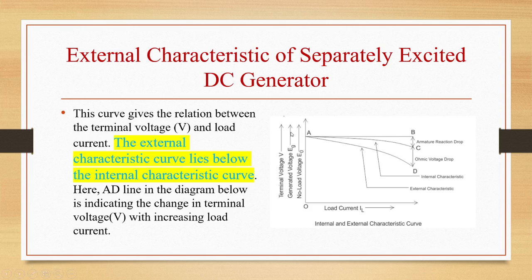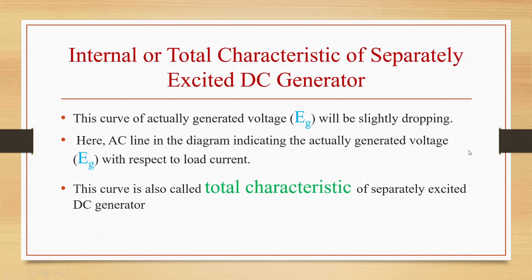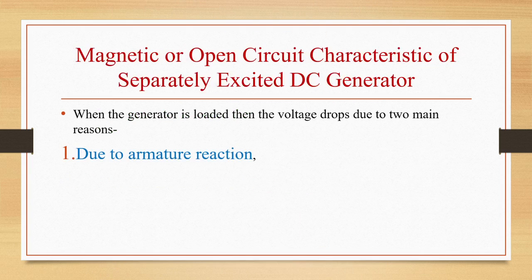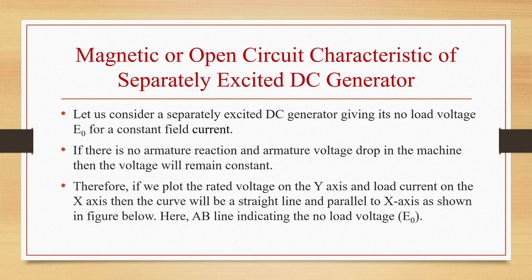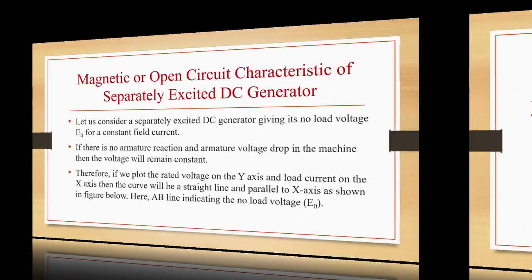So AB is showing now the open circuit characteristics, no load voltage versus load current. AC is showing the internal characteristics. AD is showing the external characteristics. So AB is indicating the no load voltage E0.